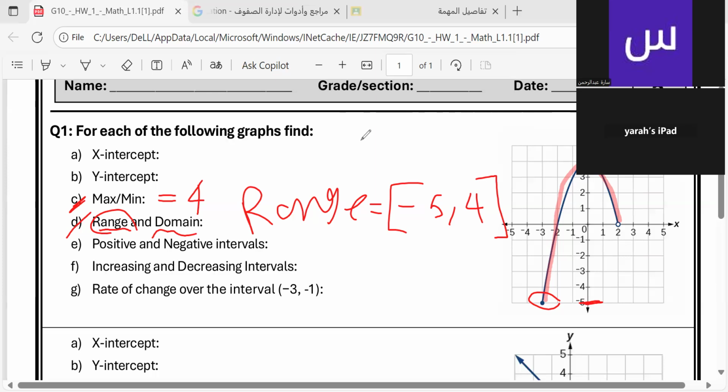Again, what's the meaning of range? Range means what is the smallest and the greatest value for the Y. Okay, so what is the smallest value for Y here? We stopped it on -5. Yeah, that is the smallest value. What is the greatest value for Y here? It's 4. So we say the range is from -5 to 4. I understand. Okay. Now, what about domain?